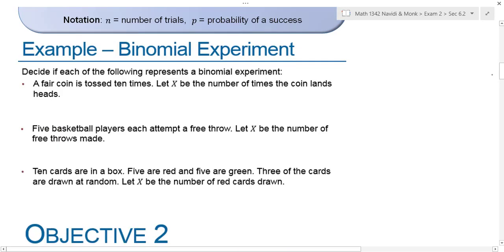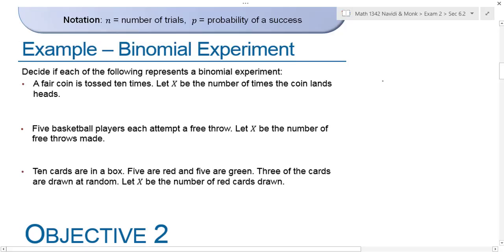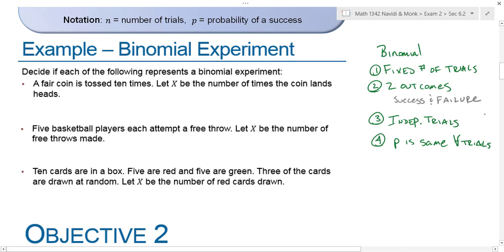For this example, we want to see which of these 3 conditions satisfy the conditions of a binomial experiment. Let me write down the 4 conditions that must be satisfied for a binomial experiment just to keep that fresh in our mind. In order to have a binomial distribution, these 4 conditions must be satisfied. You have to have a fixed number of trials. You can only have 2 outcomes, which we categorized as success and failure. Your trials have to be independent of each other. And then P, the probability of success, has to be the same for all trials.